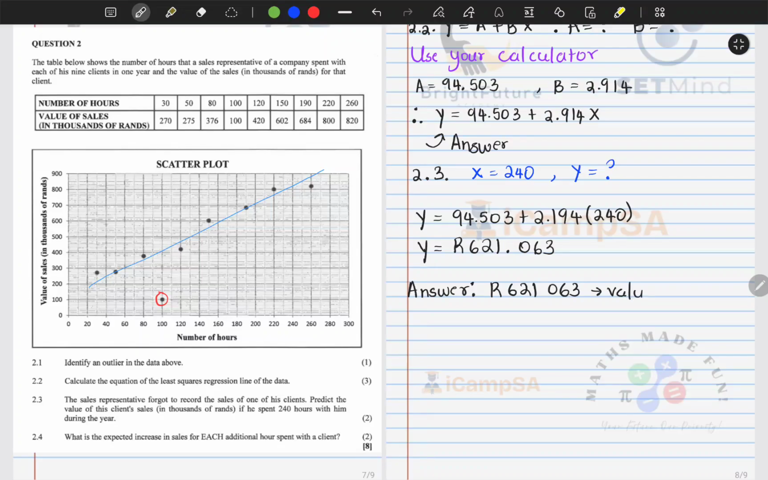So this would be the value of the sale if the salesman spends this amount of time with the client. So that is about what we are approximating.